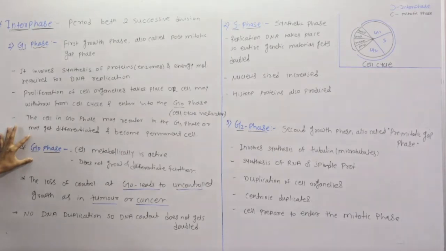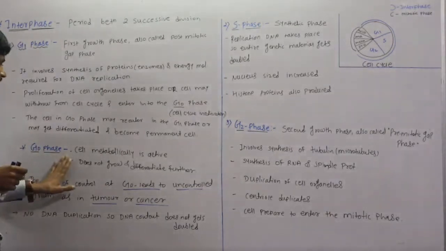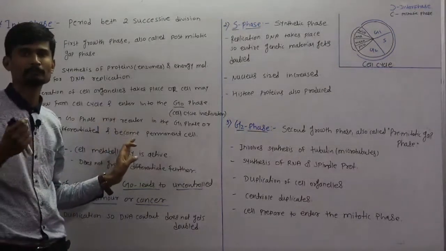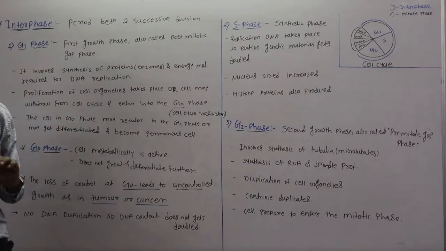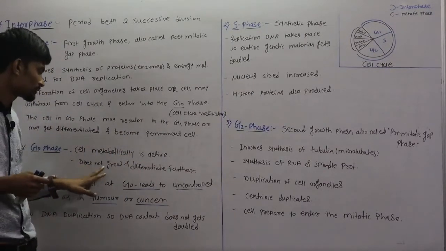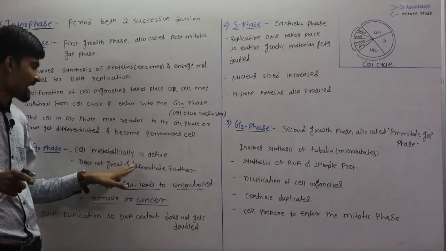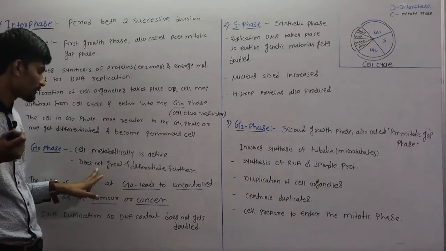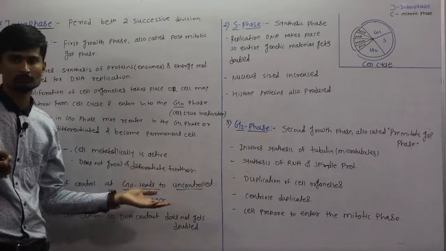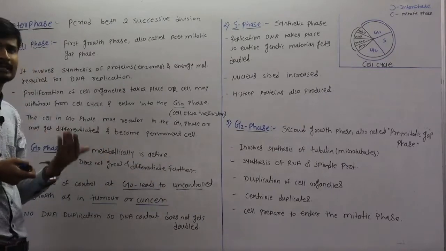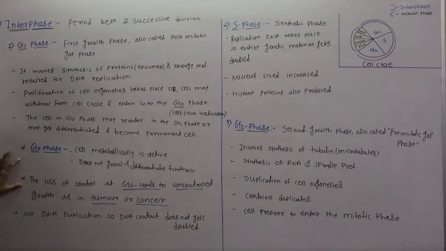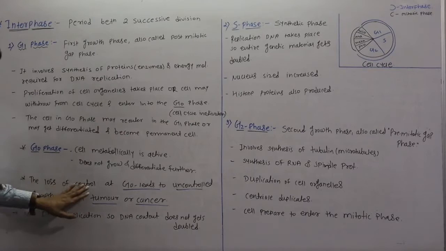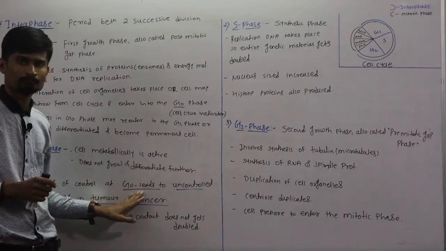Now what is actually the G0 phase? In G0 phase, the cell is metabolically active, means there is catabolism and anabolism, and the cell does not grow in the G0 phase and also does not differentiate further. Once it differentiates, again it cannot differentiate. So another important point about the G0 phase is the loss of control at the G0.